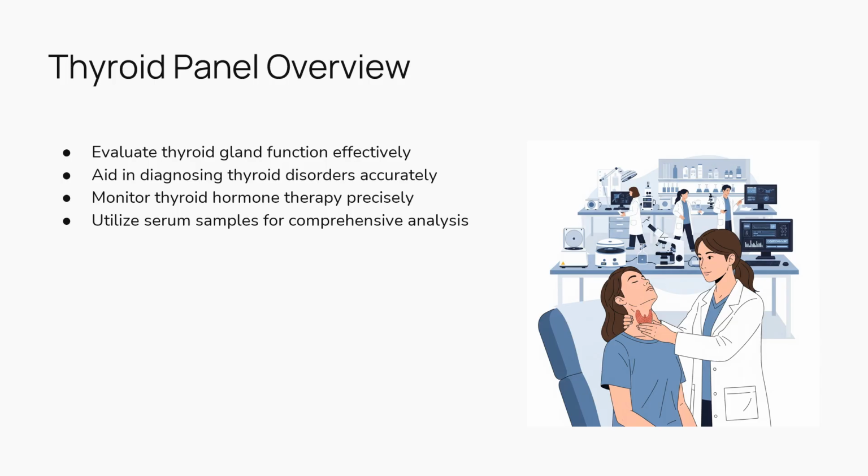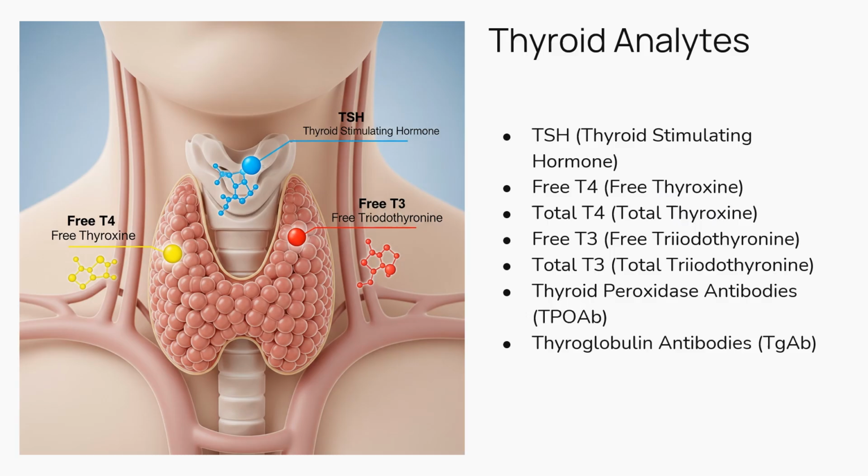This uses serum samples to measure thyroid-related hormones and antibodies. It provides a comprehensive analysis of thyroid status for diagnosis and treatment monitoring. An analyte in the thyroid function panel is your TSH, or your thyroid stimulating hormone. This is produced by the pituitary gland to regulate thyroid hormone production. It is also a primary screening test for thyroid function.